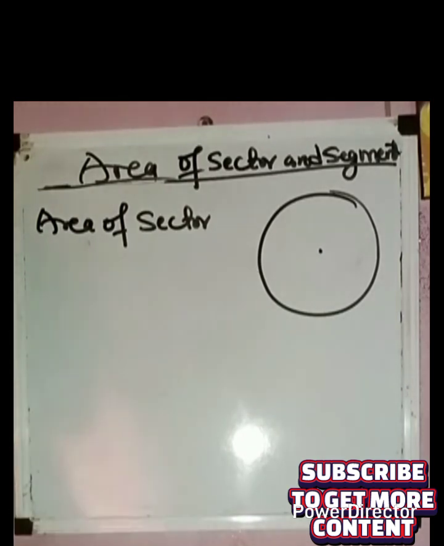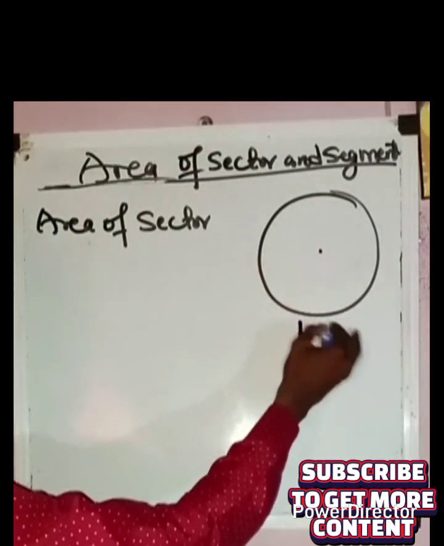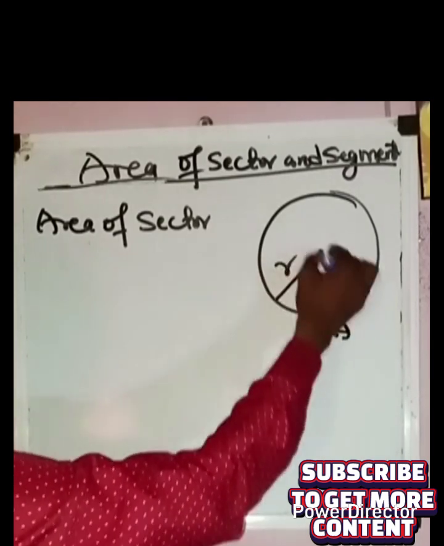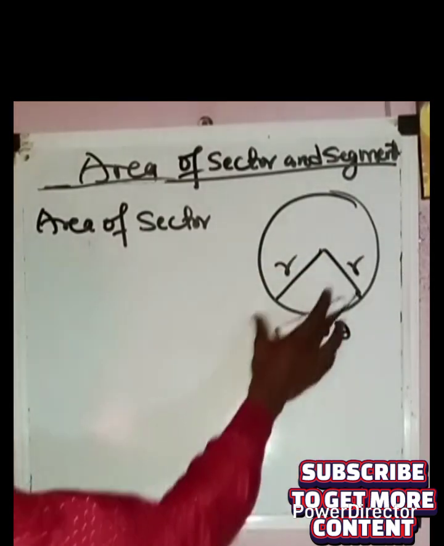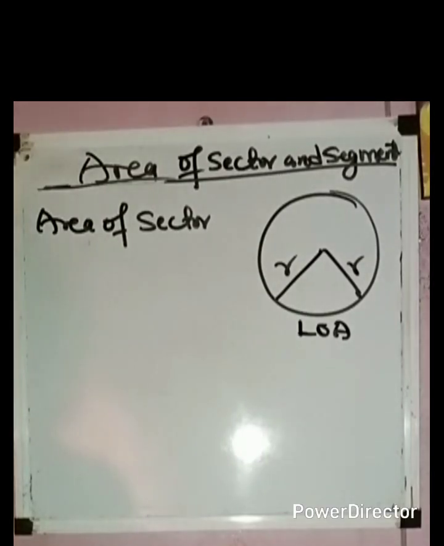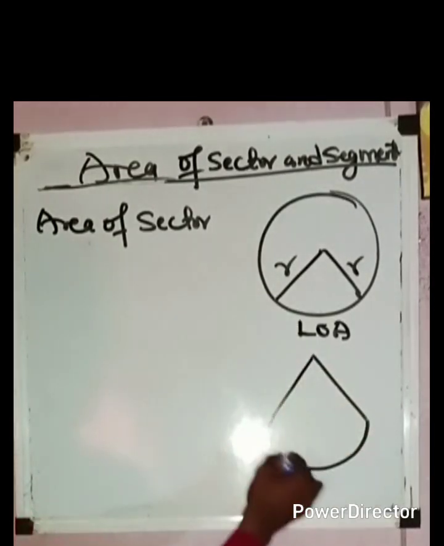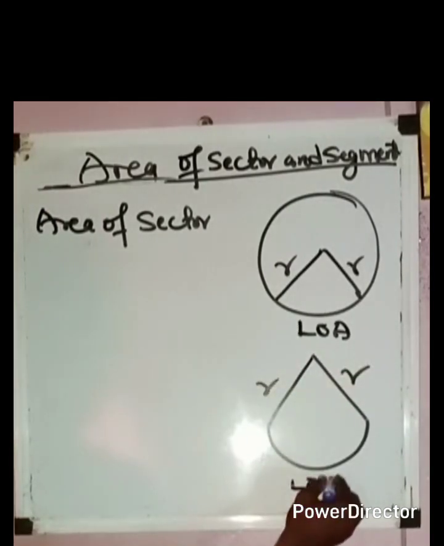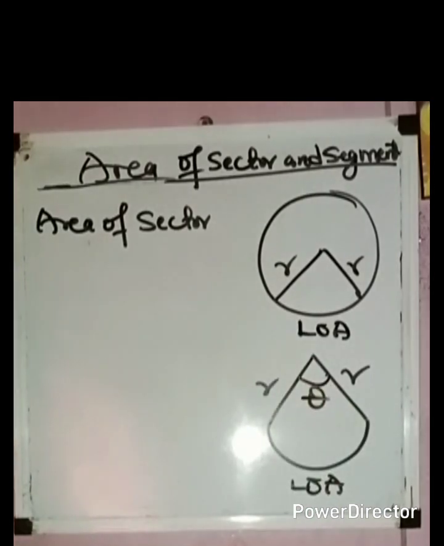Now what is the area of a sector? Remember, our sector is bounded by the length of arc. This is our arc, then we have two radii. So if we cut this out, our sector is bounded by the arc, and we have our angle subtended here.